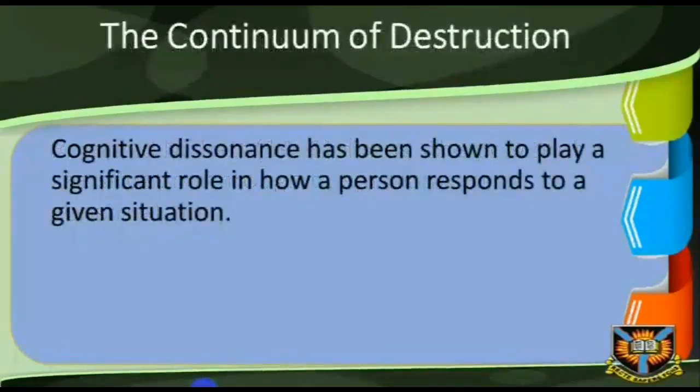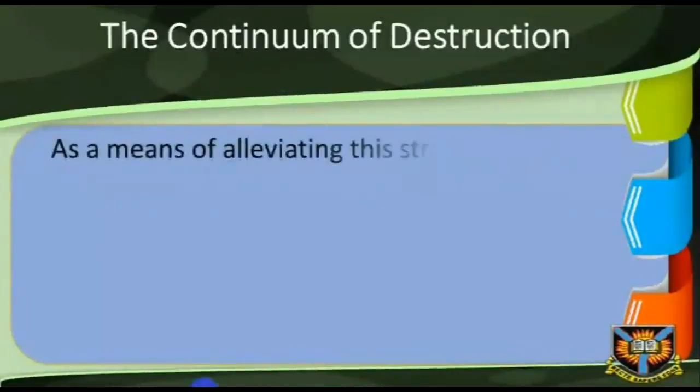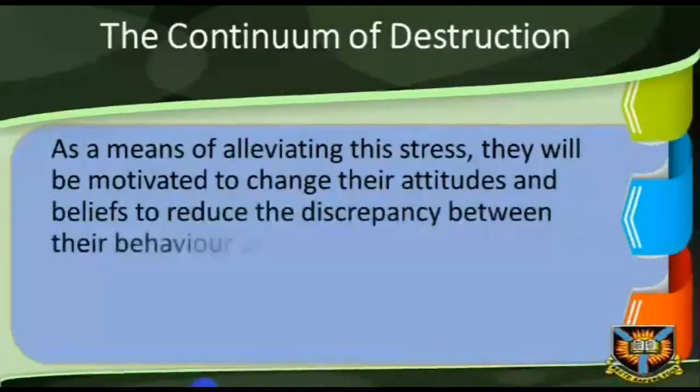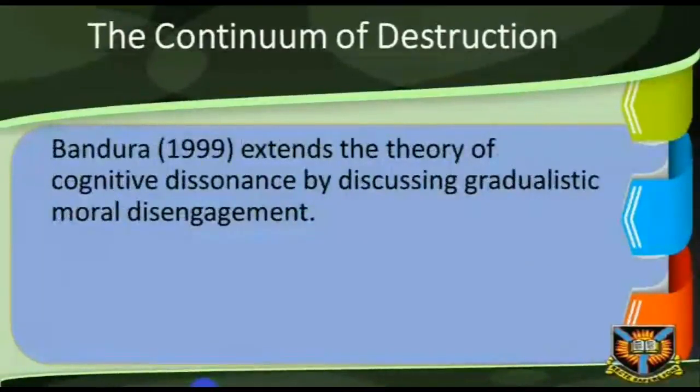Cognitive dissonance has been shown to play a significant role in how a person responds to a given situation. When people are led to engage in behaviors that violate their normal standards, they will feel anxiety and stress, which Festinger referred to as cognitive dissonance. As a means of alleviating this stress, they will be motivated to change their attitudes and beliefs to reduce the discrepancy between their behavior and their cognitions.